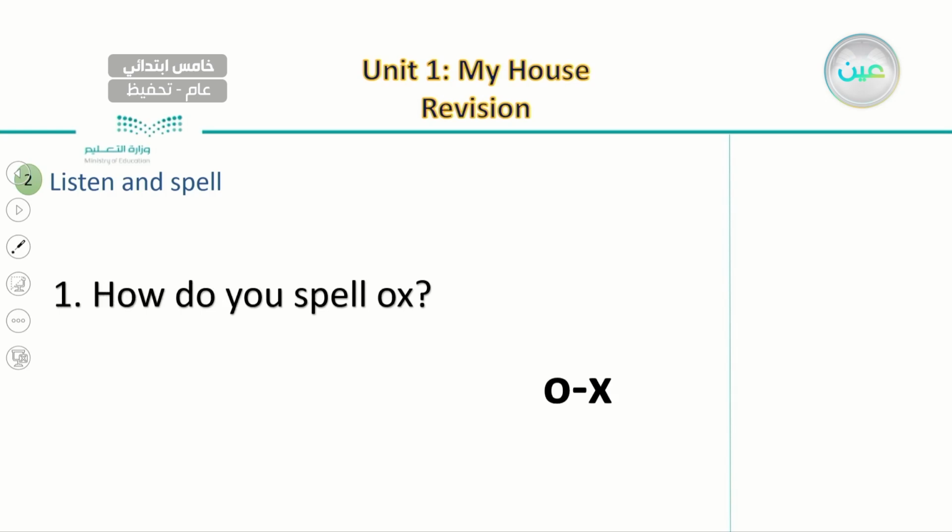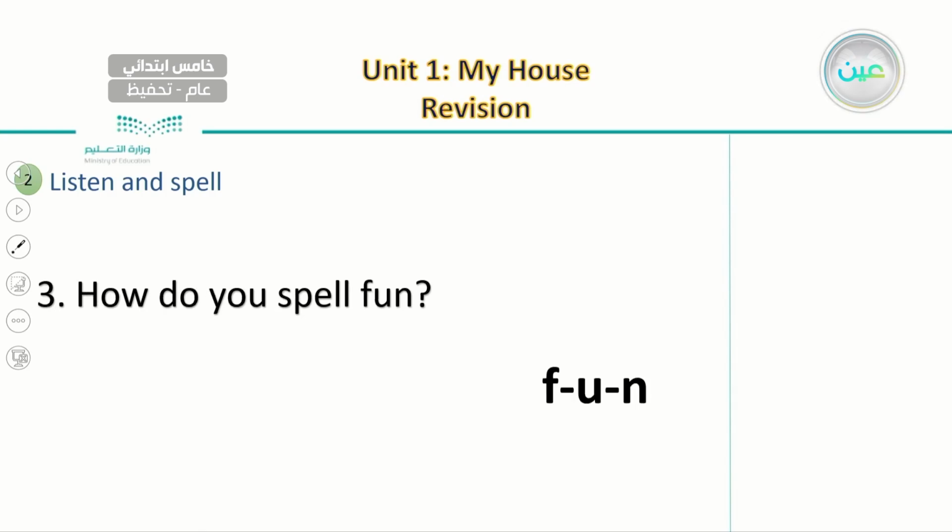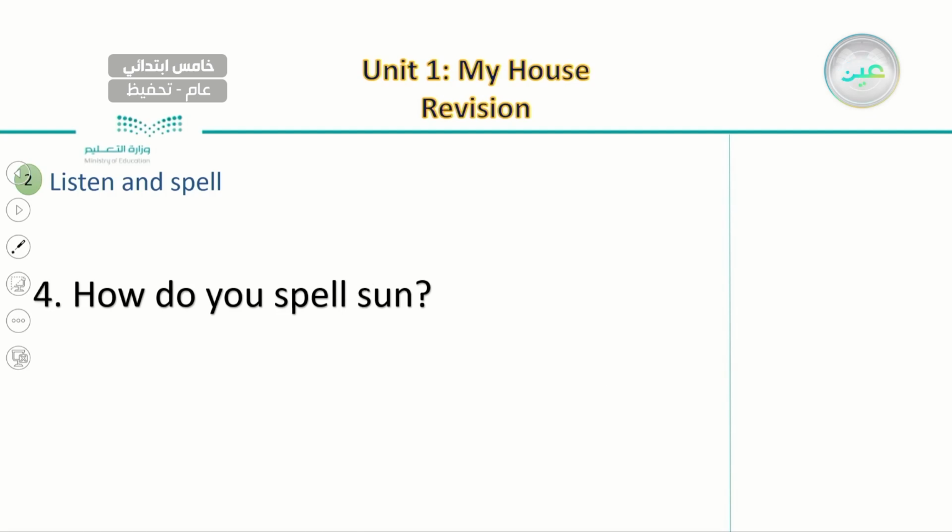and also the word box that has O in the middle, and also the word fun with U in the middle, and also the word sun, the same, with U in the middle, and also the word hot with the letter O in the middle. And this is how we spell the word not, with the letter O in the middle.